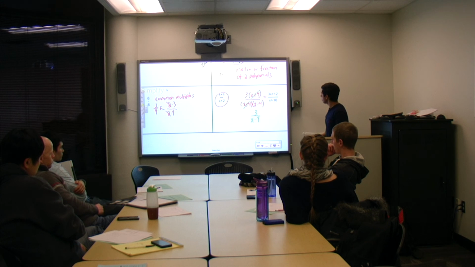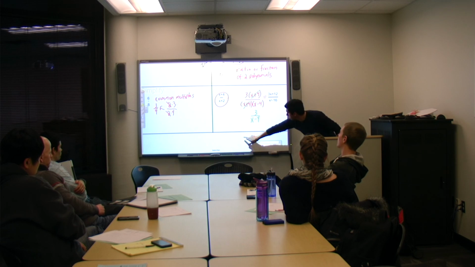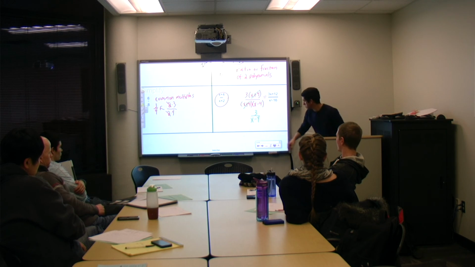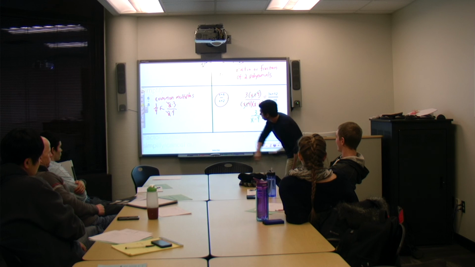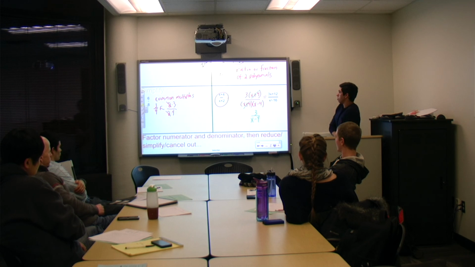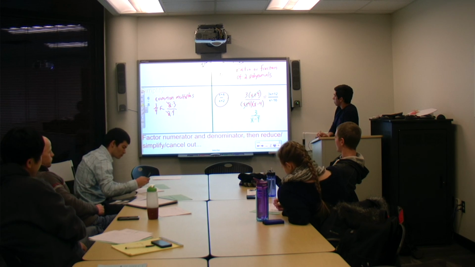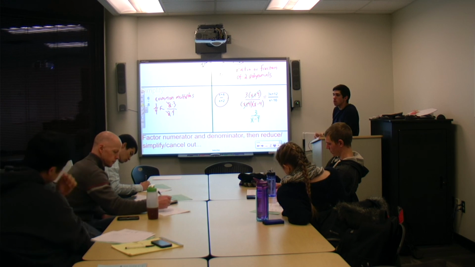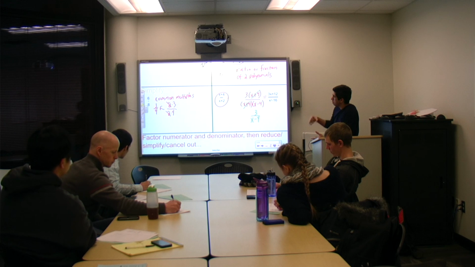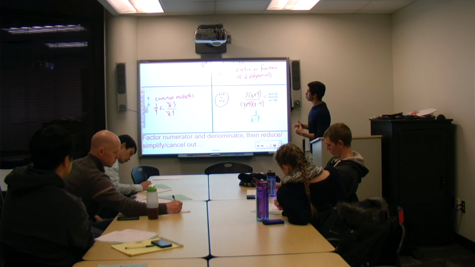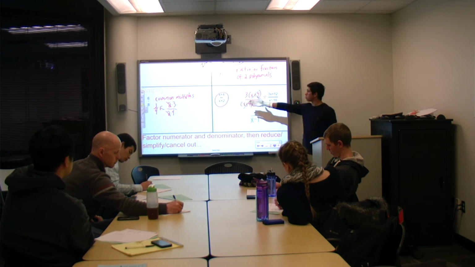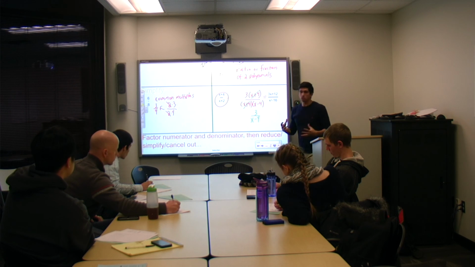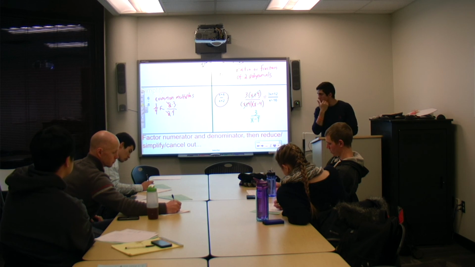Okay? So when we are simplifying, our main steps are factoring the numerator and denominator and then reducing, simplifying, and canceling out. That's our main step that we are trying to utilize to simplify the problem. And in this case, we weren't able to do it because we couldn't factor anything out of the numerator, we couldn't factor anything out of the denominator.